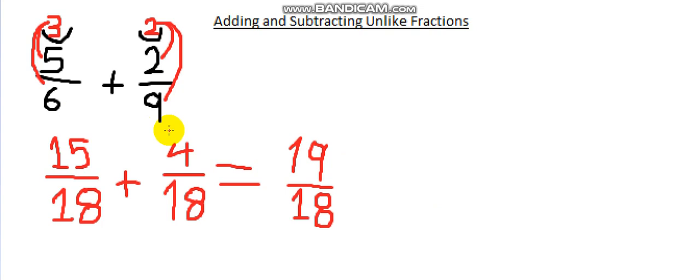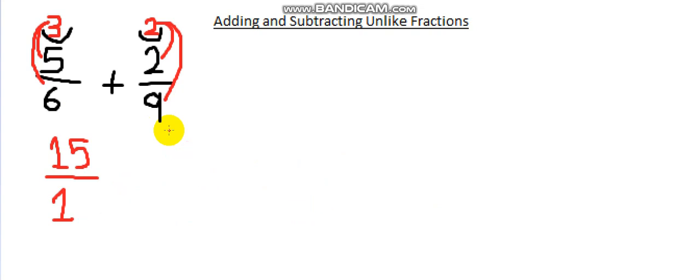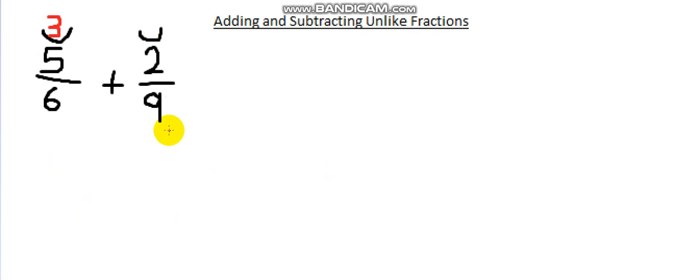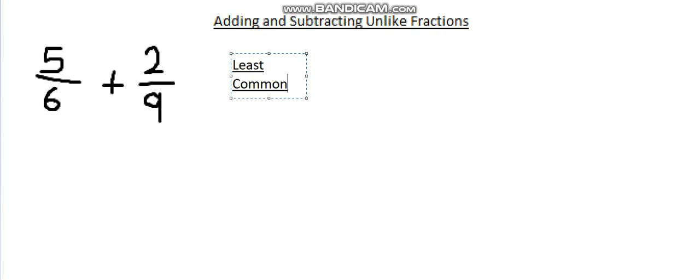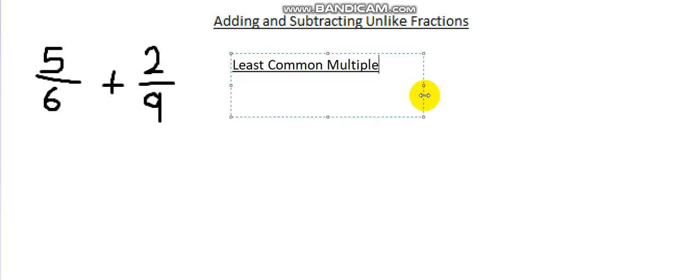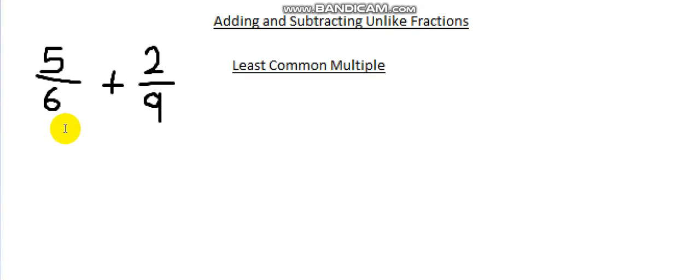Now, how did I know in the beginning, before all this, how do we know what number we have to turn the denominators into? Well, that's what we call the least common multiple. 18 is the least common multiple of 6 and 9.